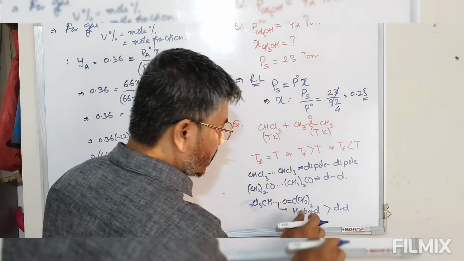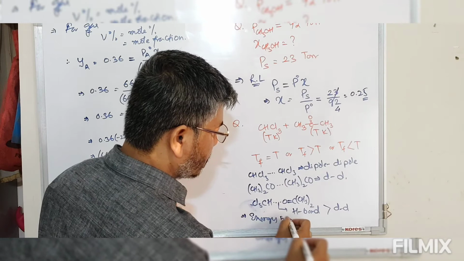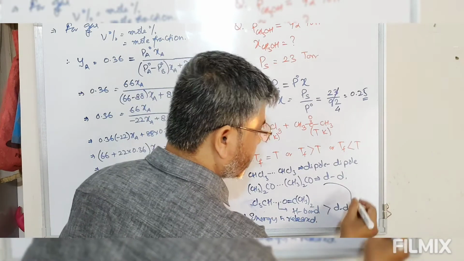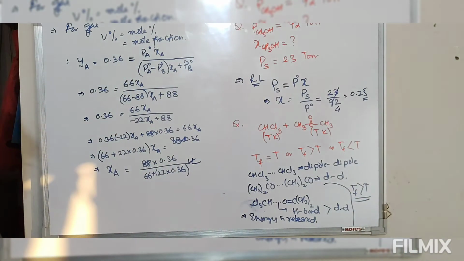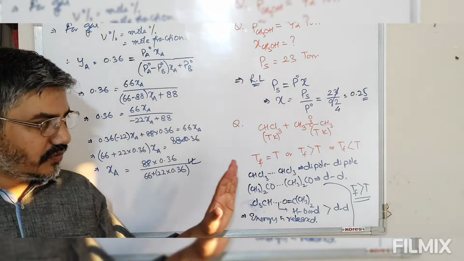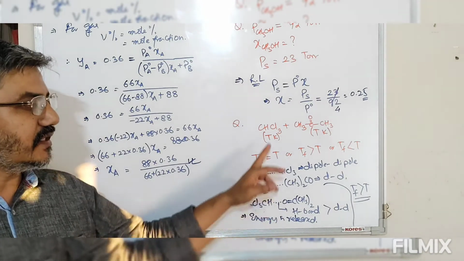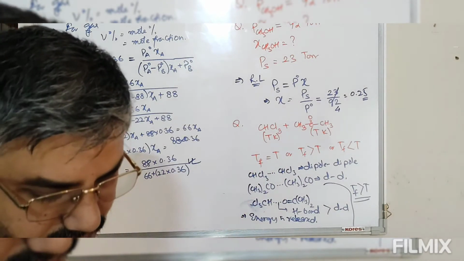So since energy is released, the final temperature should be greater than the initial temperature. Now look at this: for such types of questions, we have to find the nature of interaction present between the components.